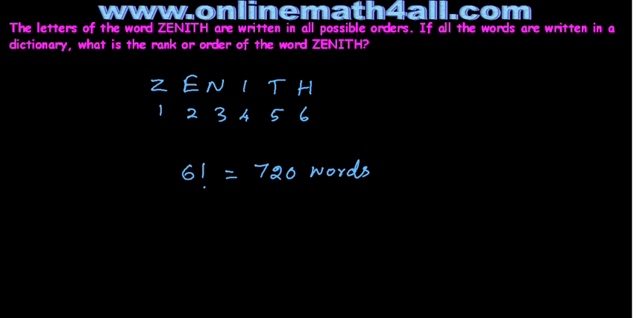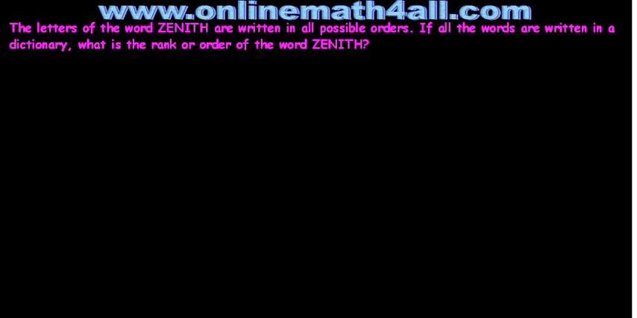Students, listen to me carefully. I am going to form new words with the 6 letters of the word zenith. In all possible orders, I will get 720 words. Now I am going to write all the 720 words in the dictionary: first word, second word, third word, fourth word, fifth word. In this way I write all the 720 words in the dictionary. When I write them, zenith will come somewhere.